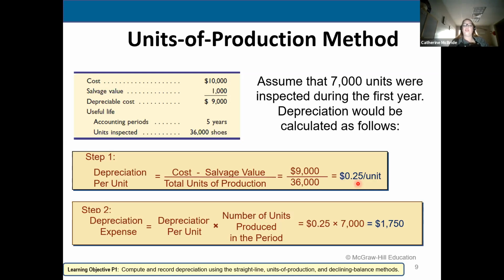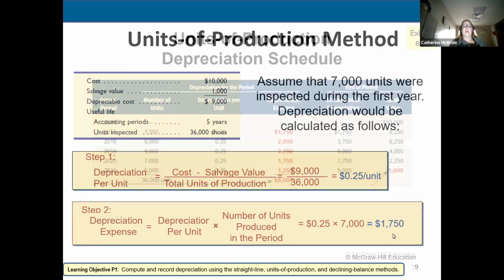Now that depreciation cost will remain the same no matter how many units we produce each year, but the total depreciation cost expensed each year will vary depending on the number of units. So the first year we produced 7,000 units. So for year one, we had 7,000 units times 25 cents per unit gives us a depreciation expense of 1,750. The number of units produced times our rate per unit gives us our total depreciation expense for the year.